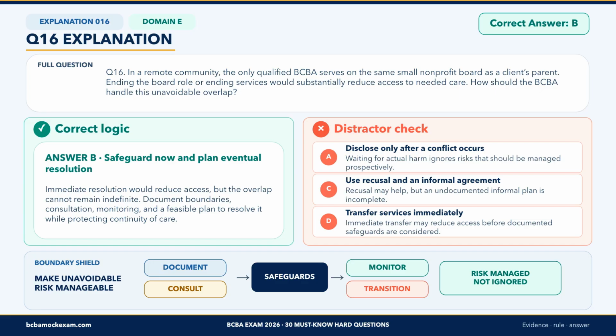A. Waiting for actual harm ignores a foreseeable conflict and exploitation risks that should be addressed prospectively. C. Recusal may be one safeguard, but an undocumented informal agreement is not a complete risk management process. D. Immediate transfer may create an access harm and skips analysis of whether documented safeguards can manage the risk. Unavoidable now does not mean indefinite. Use documented safeguards and a feasible plan to resolve the overlap while protecting continuity of care.